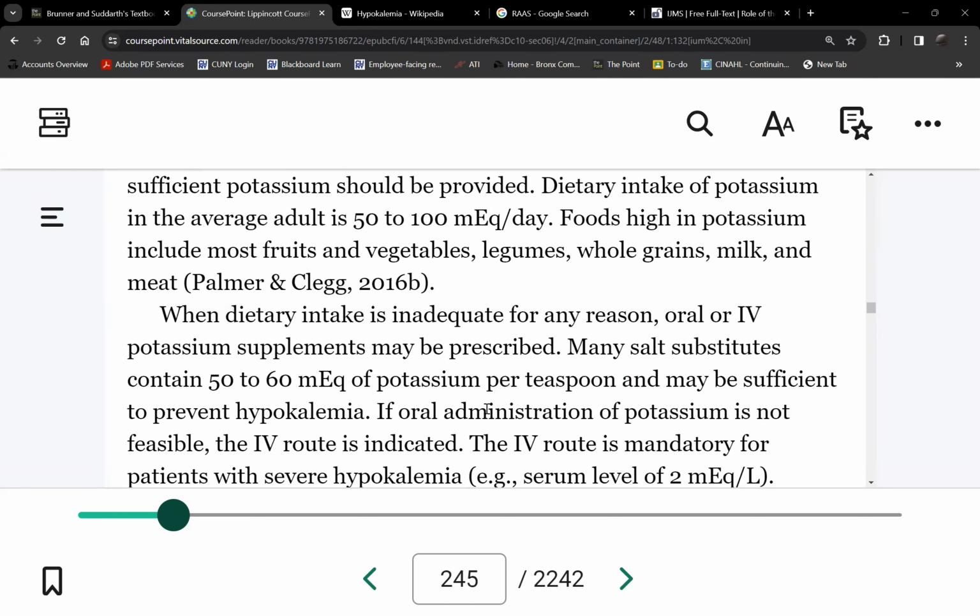There's no other route. It's only given oral, which includes enteral, meaning you can give it through a PEG tube or G tube, but it's only oral and IV. There's no IM or sub-Q route. Are we clear? You only give it by oral or IV.